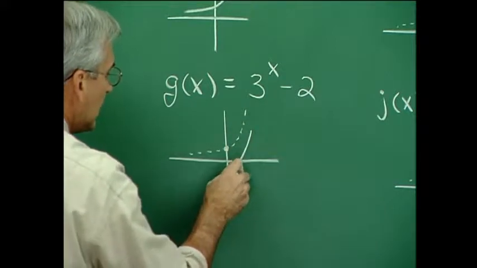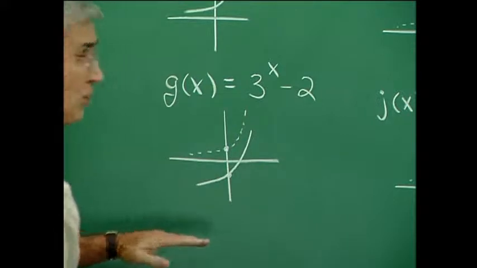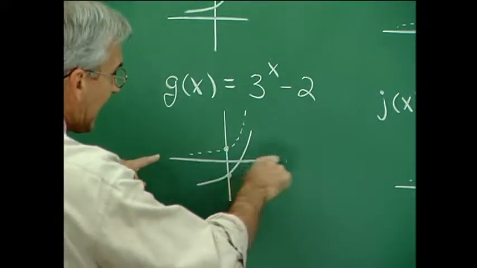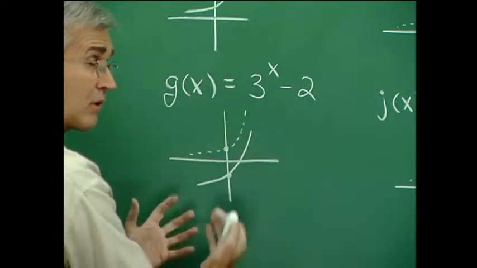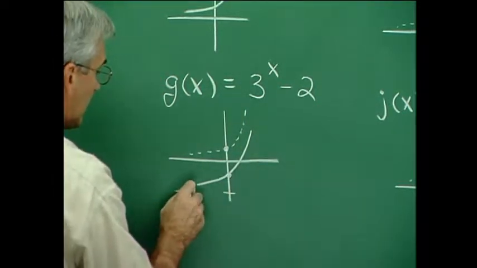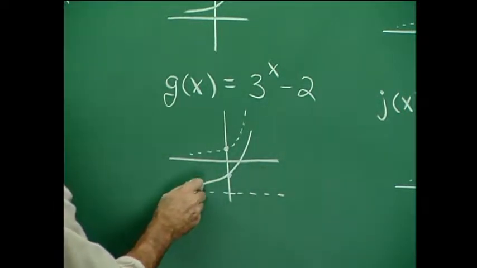Another interesting thing that happens in these transformations sometimes, especially when we move up and down, is that because we have an asymptote here at the x-axis, when we drop the graph down, the asymptote will drop down as well. So that asymptote will drop to this level. It just follows the whole situation.